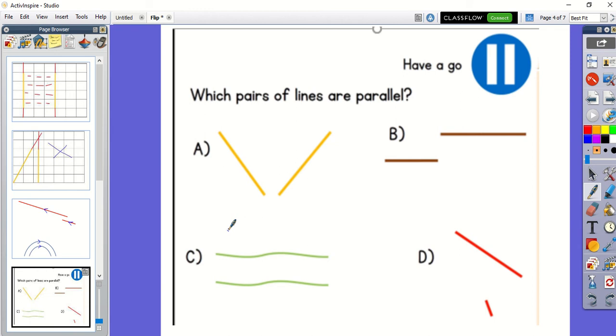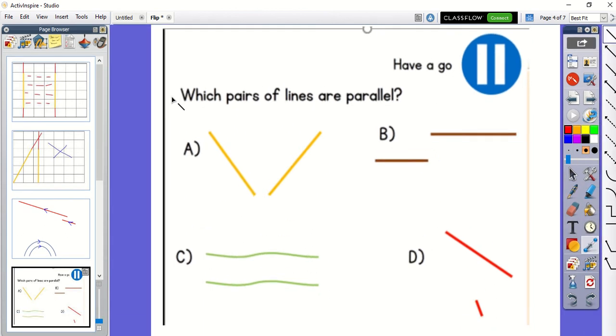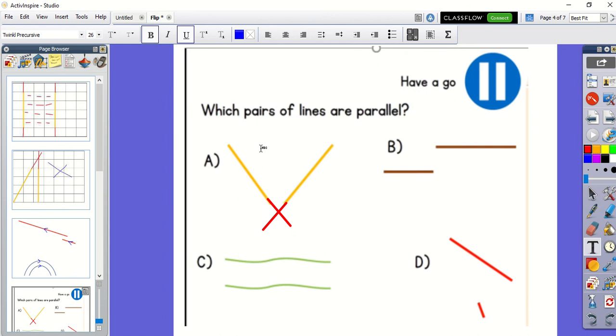And welcome back if you paused. So, A, well, if I carried on A, at the moment they're not touching. If they carried on that way, they'd never touch. But this way, oh dear. So no, these are not parallel. B maintains an equal distance from each other, and they're both going horizontal. So their height's never changing. So yes, they are parallel.